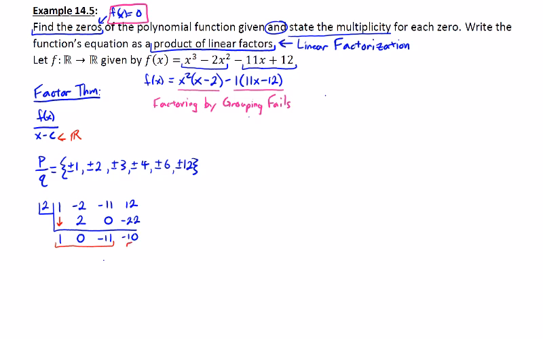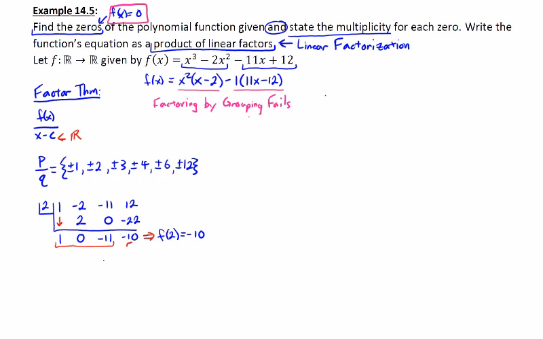So the remainder tells us what the answer is to f of 2. That's what the remainder theorem tells us. So f of 2 would be equal to -10. Now, in order for the factor theorem to apply correctly, we need the answer to be 0. In other words, the remainder has to be 0 in order for the factor theorem to actually apply. So this tells me that 2 was not the correct choice. So let's try something else.